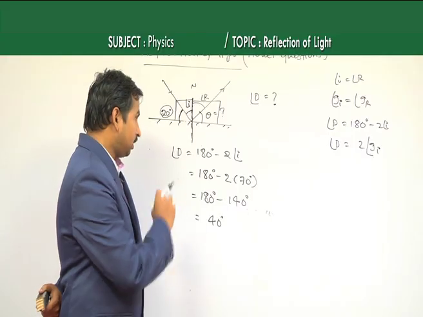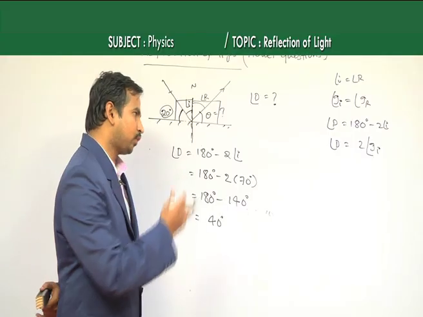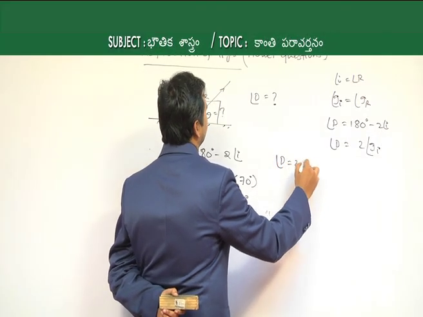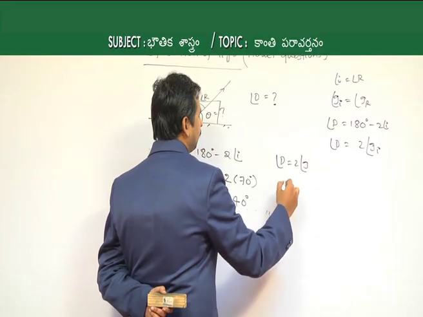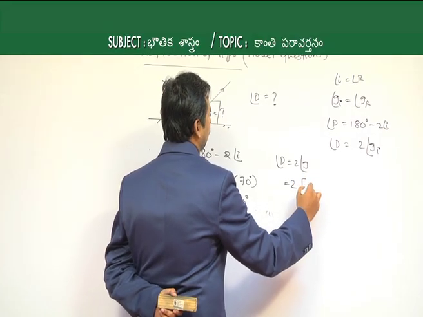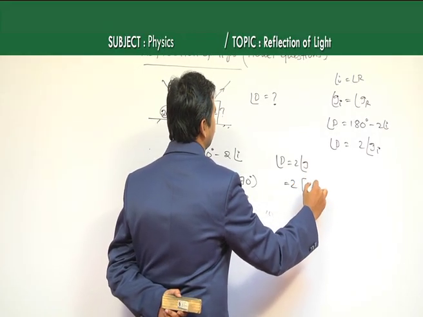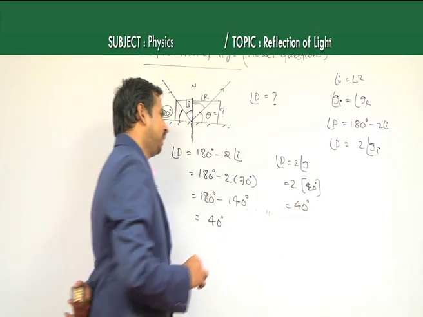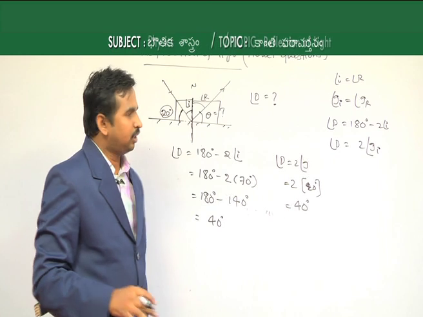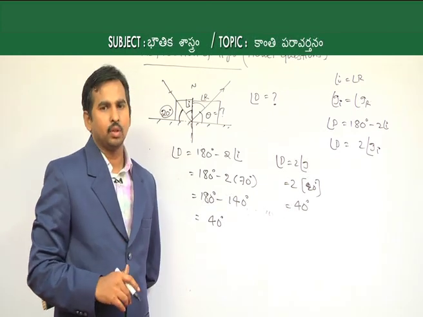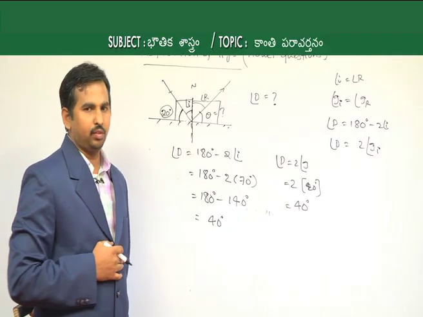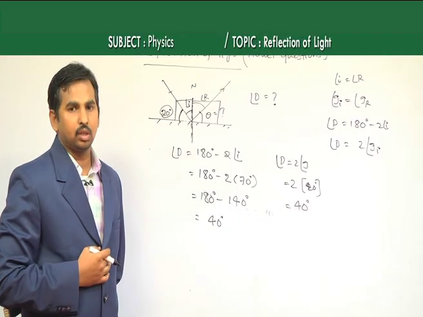Actually, this angle of deviation we can also find from another formula, which is that the angle of deviation is twice the glancing angle. The glancing angle is already given as 20 degrees, so 2 into 20 becomes 40 degrees. Like this, depending on the relation they are asking, we are having different answers. We can find the angle of deviation, we can find the glancing angle.